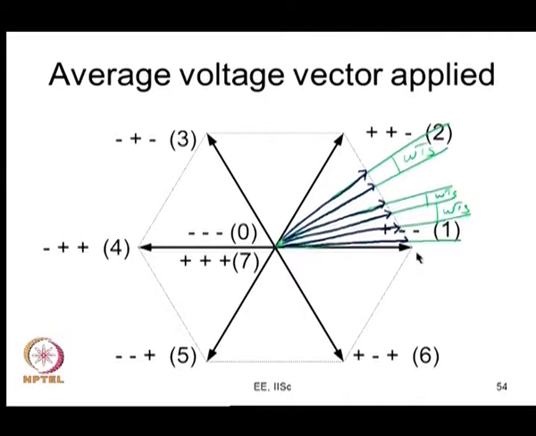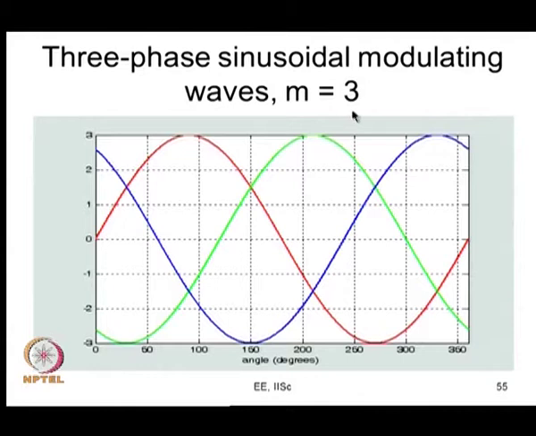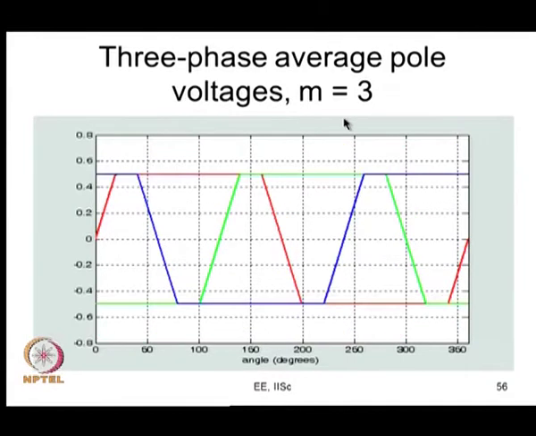If T1 is applied for longer durations, it will be closer here. If T2 is applied for longer durations, it will be closer here. This is what happens now. The next interesting variation is if you go to m is equal to 3, beyond 2, what happens? It is clipped for longer time, not 120 degree, it is longer than 120 degree.